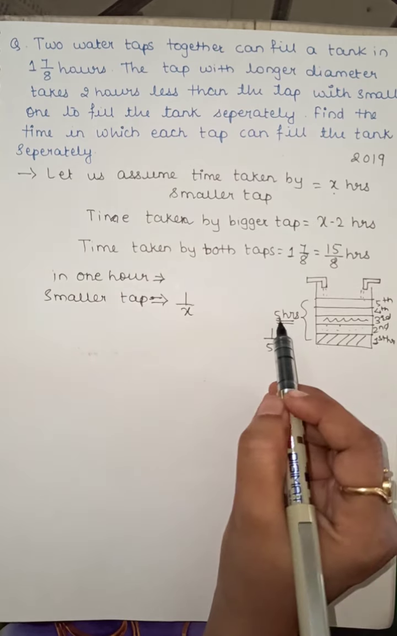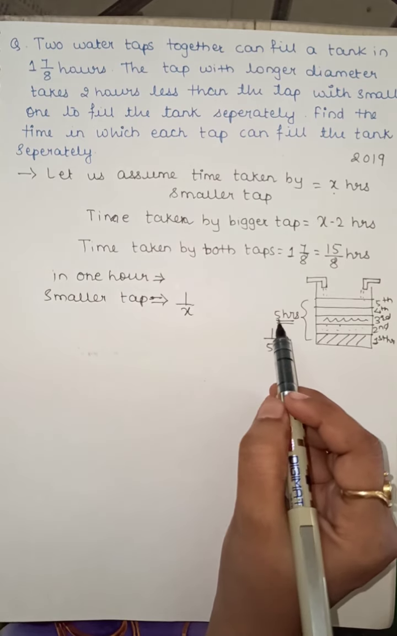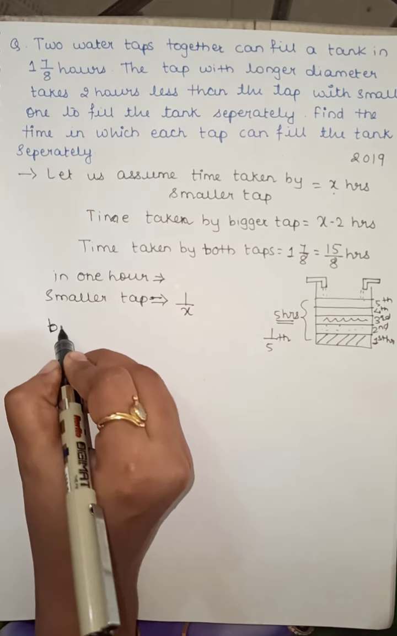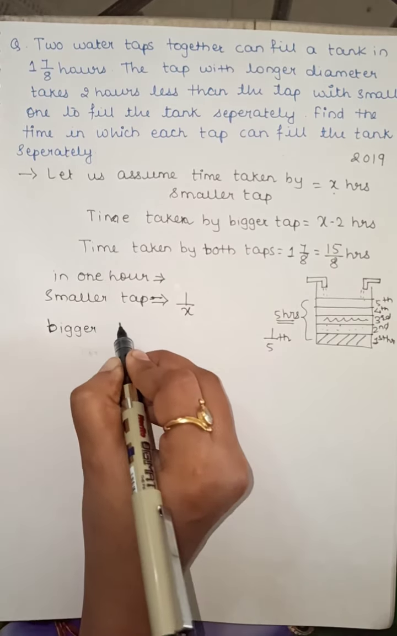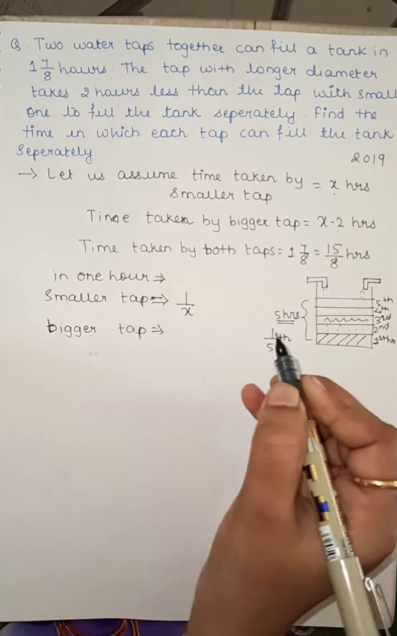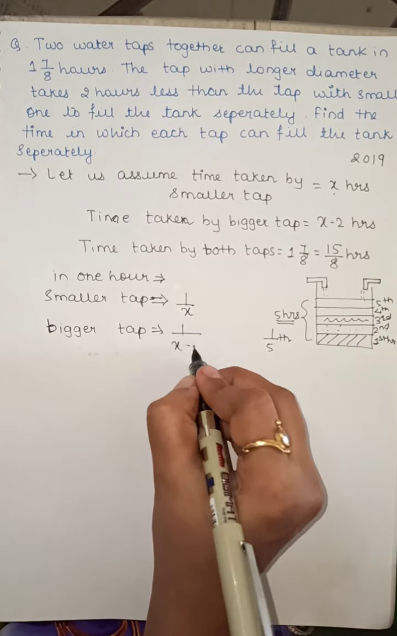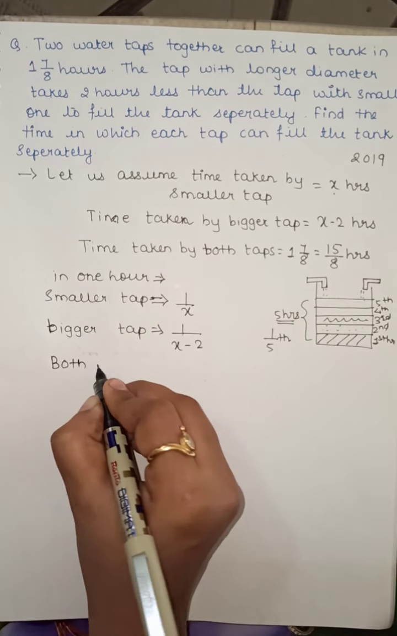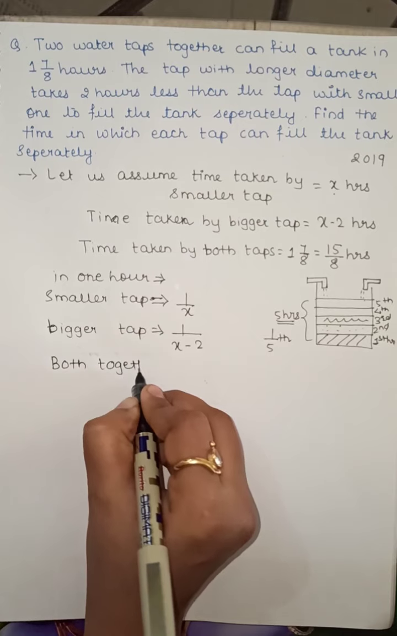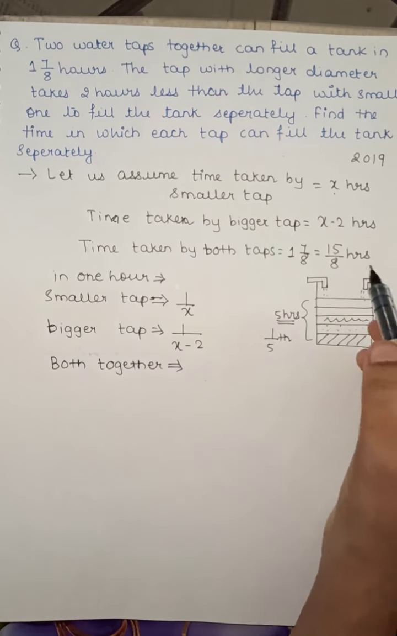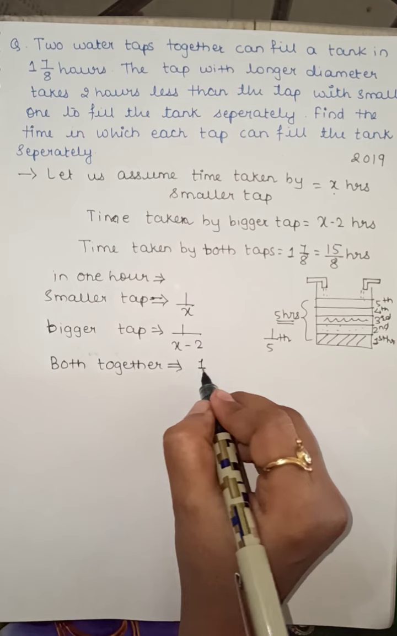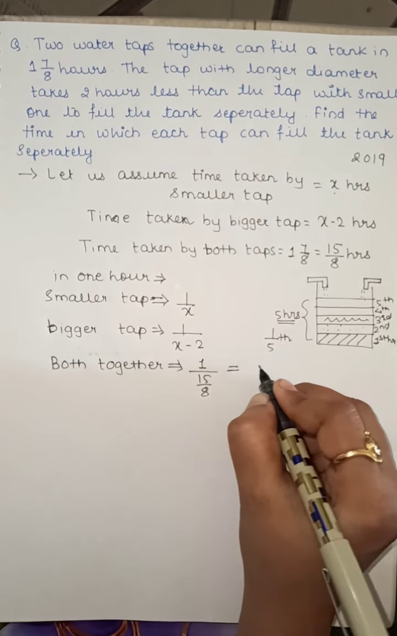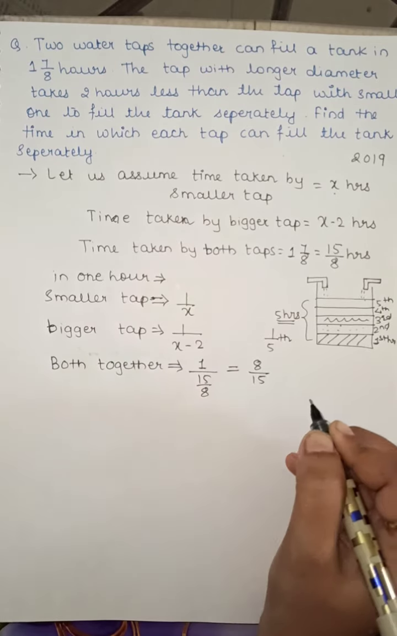Just by the same logic, here 5 was there, so I have taken 1 by 5. Now instead of 5, if I take x here, it will be 1 by x. Similarly, the bigger tap is filling the tank in x minus 2, so in 1 hour it will fill 1 upon x minus 2. And when both the taps are on together, the time taken is 15 by 8. So in 1 hour, they will fill 1 upon 15 by 8 part. If we take its reciprocal, it will be 8 by 15th part.